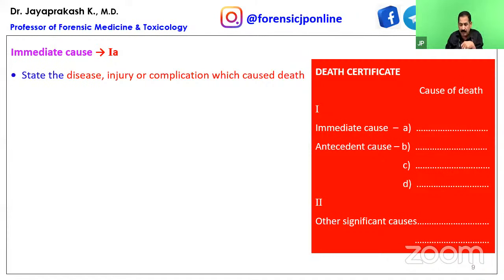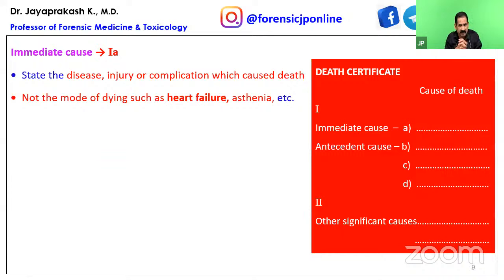Or he died of weakness. Died of asthenia. Died of heart failure. Died of respiratory failure. Died of cardiorespiratory failure. Died of cardiac arrest. Died of respiratory arrest. Died of cardiorespiratory arrest. No, no, no. Don't write all such vague symptoms under 1A. Not the mode of dying, such as heart failure, asthenia, etc.